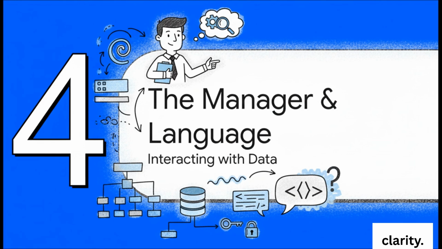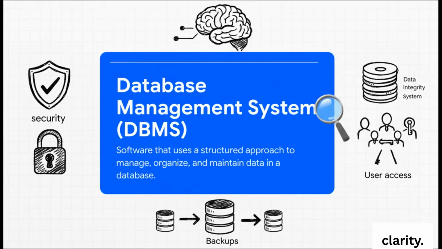So we have this beautifully organized, normalized database. Awesome. But how do we actually interact with it? Well, we need 2 things. We need a manager and we need a language. The manager is the Database Management System, or DBMS for short. This is the powerful software that sits on top of all the data. It's the bouncer, the librarian, and the administrator all rolled into one. It handles security, ensures data integrity, manages who gets access, performs backups. It's basically the operating system for our database.